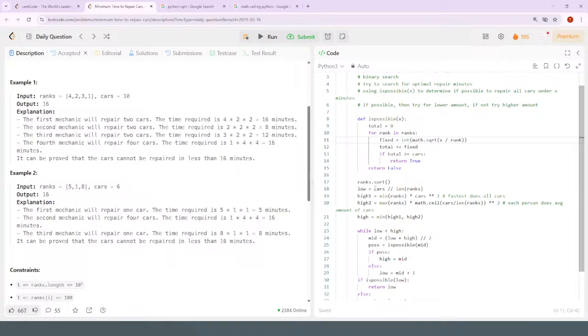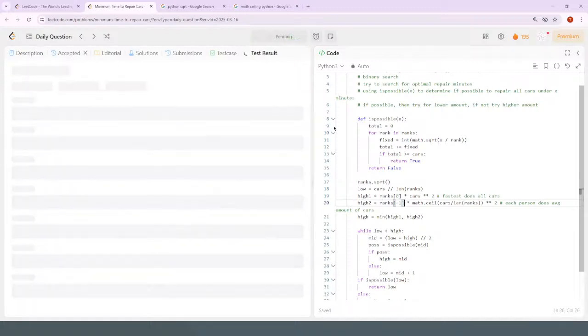The low is going to be, you take all your... I guess you can do, if you've already sorted it, then instead of min ranks, it'll just be ranks of 0. And instead of max ranks, it'll be just ranks of -1, where -1 is the last index, or the index of the last element.